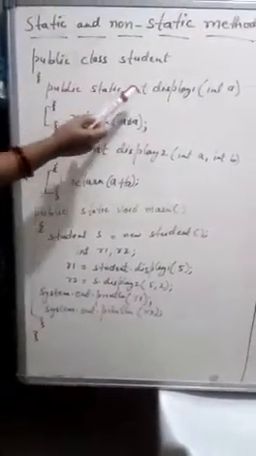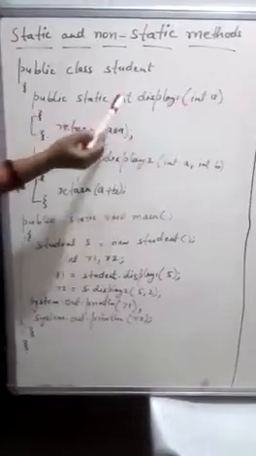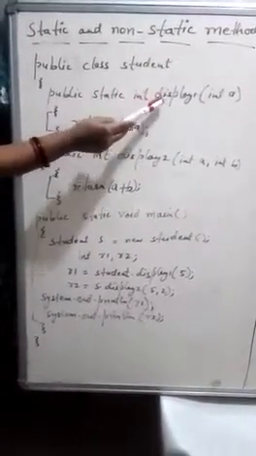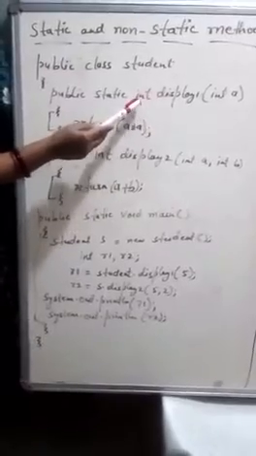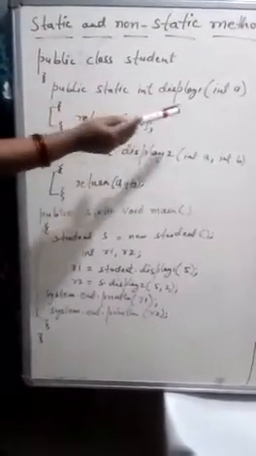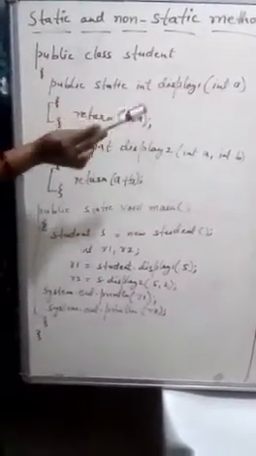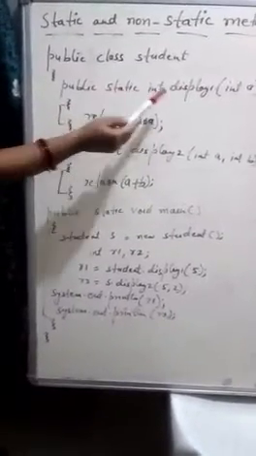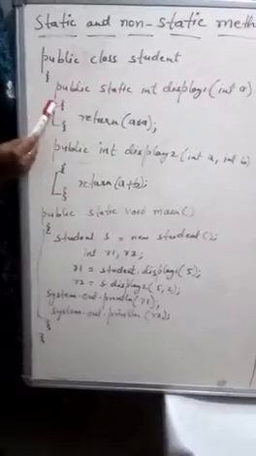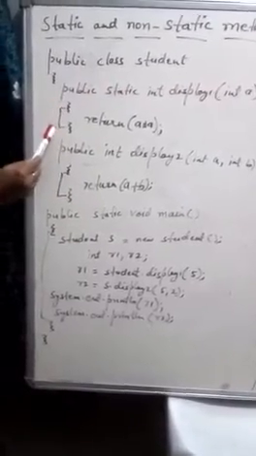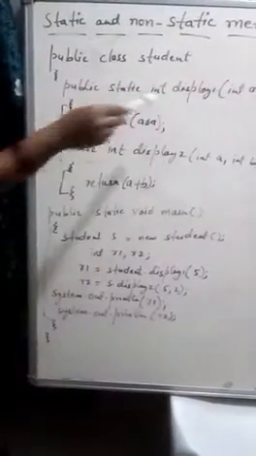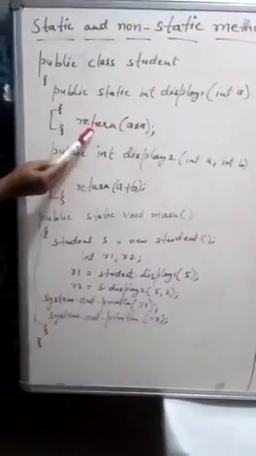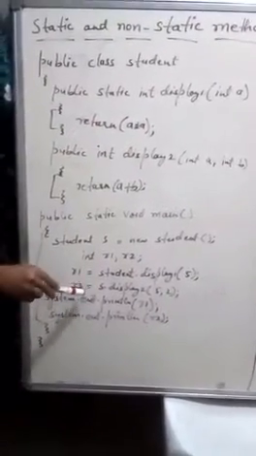Public static int display1(int a). Here I have used the third category of user defined method. It will return one value of type integer and it is accepting one value of type int, right? And the static keyword is written in front of this method. Inside this, whatever argument we pass, it will take the product of that argument with itself and return that value to the calling part.